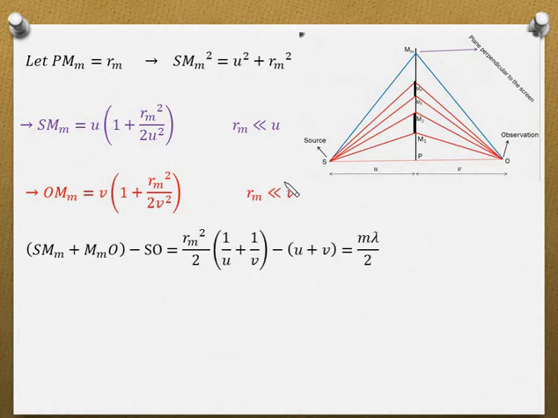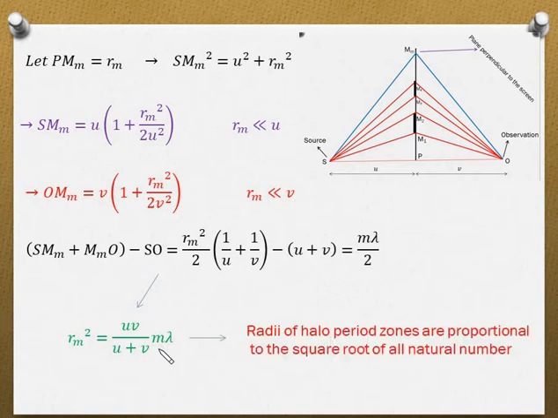Now just try to solve this equation. This we know equals M lambda by 2. Just substitute all the values, and we solve it for RM. What we will get is RM square equals UV by U plus V, times M lambda.